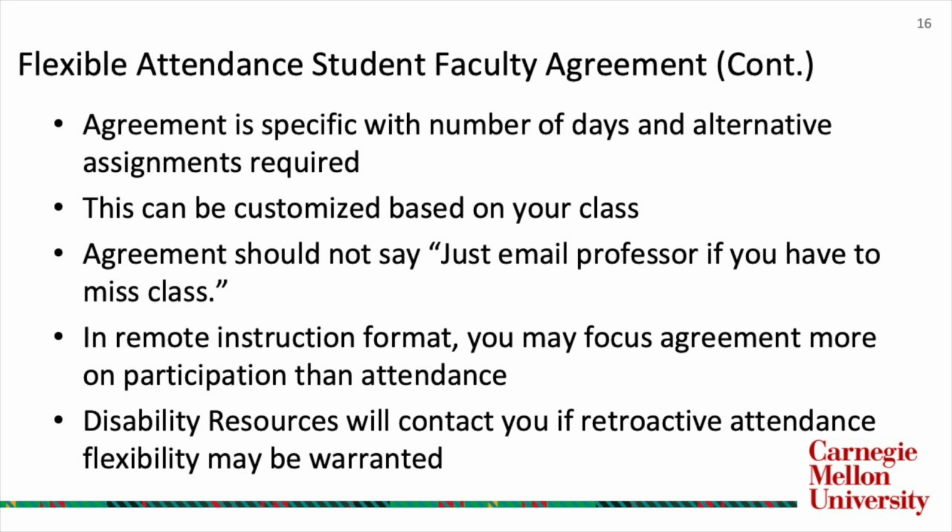But it should not say, just email the professor if you have to miss class, because here's what happens when it says that. The student might email you every class and not come. And that's absolutely not what you intended, because when you set up the agreement with the student, you probably had in mind that maybe they'd have to miss a class or two. And then 10 class sessions later, they've emailed you 8 out of 10 times to say that they can't come. And that's really not what you want.